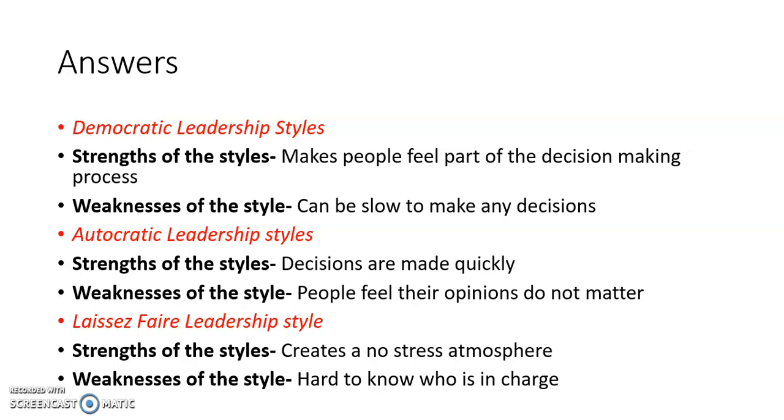An autocratic leadership style, the strength: decisions are made quickly. They're short, they're sharp. This is what we're going to do, this is how we're going to do it, off you go. Weakness: people feel their opinions do not matter. That person can be seen as a very bossy person, could be a little bit aggressive. People might think, oh, what's the point of putting my decision in? It's not going to make any difference. So again, a weakness of the autocratic leader.